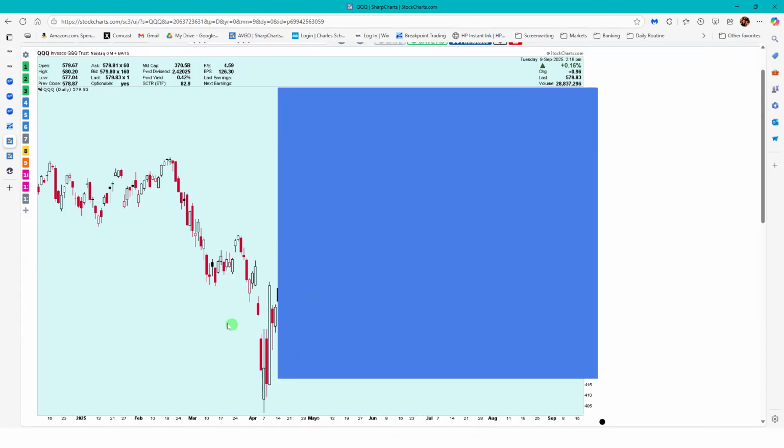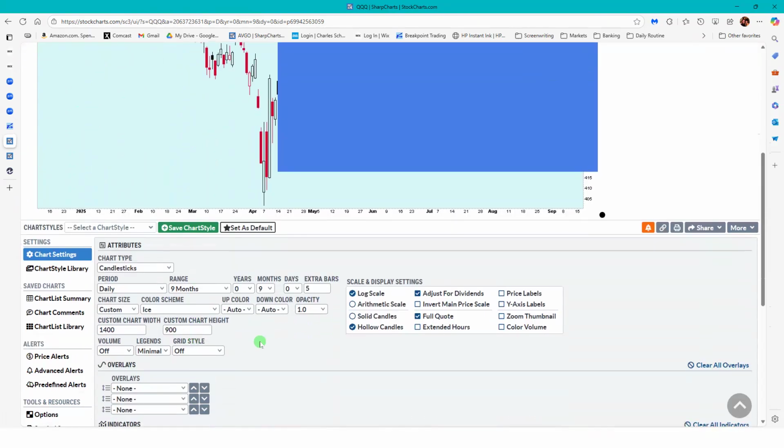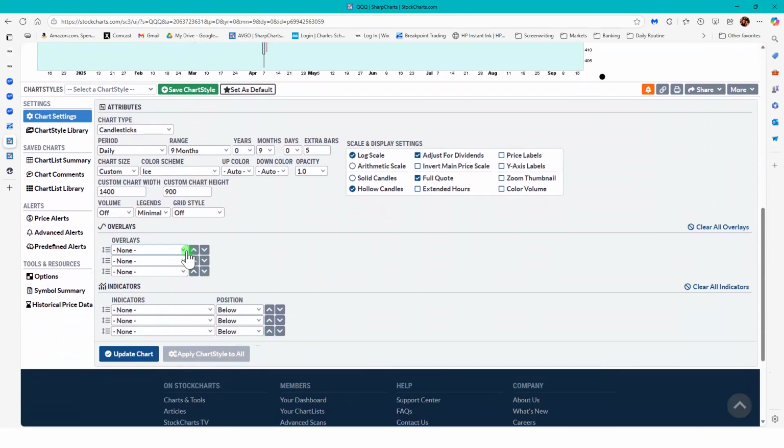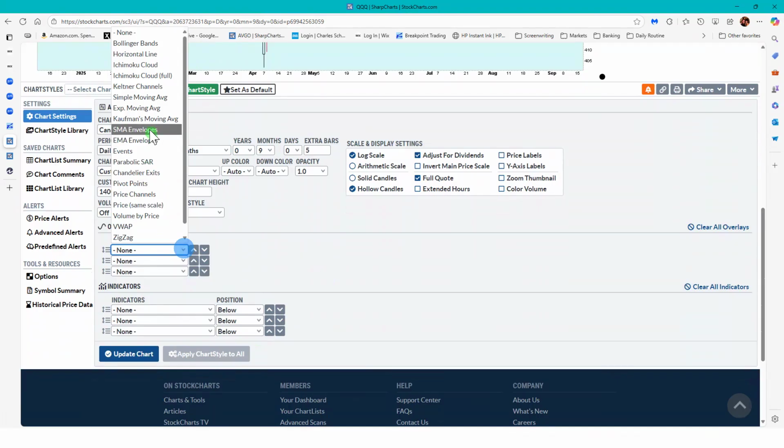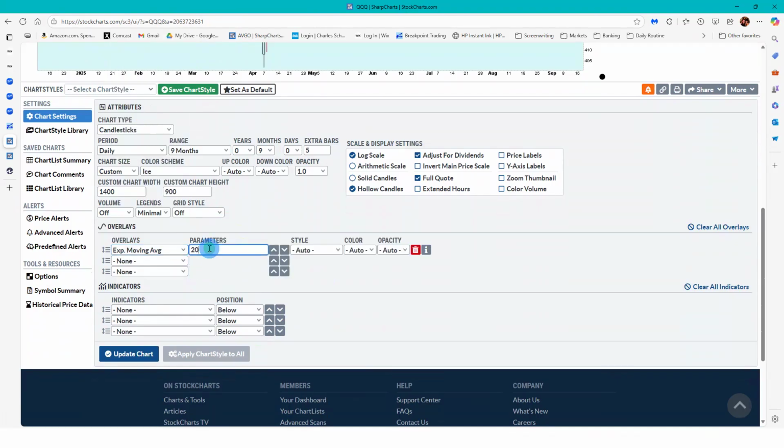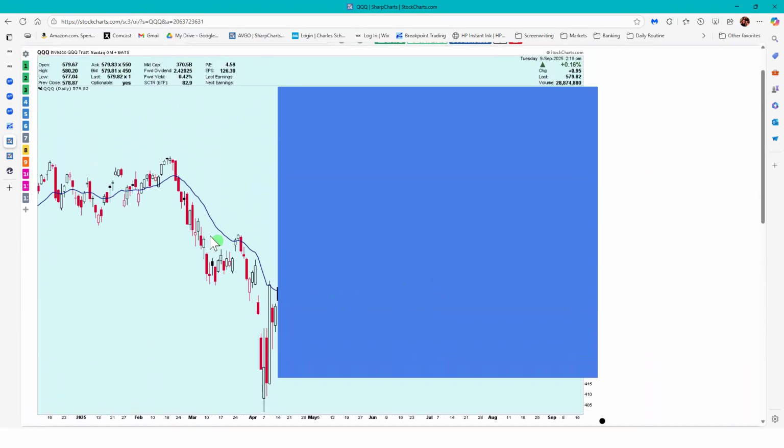So one thing that I always like to do, and I've said this many times, is put a 21-day moving average on my chart. So that's the first thing I'm going to do. Put an exponential 21-day, going to make it a solid blue line. And now we can see clearly that the price has been below the 21 ever since it started selling off right here after we went sideways.